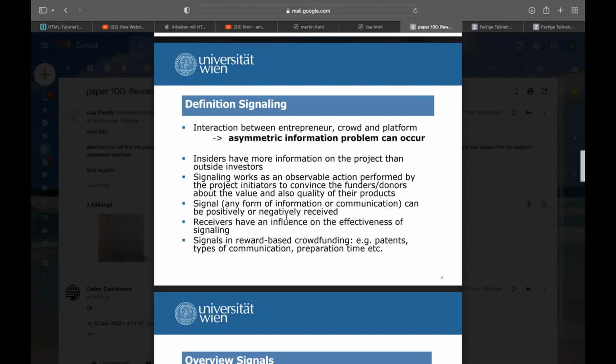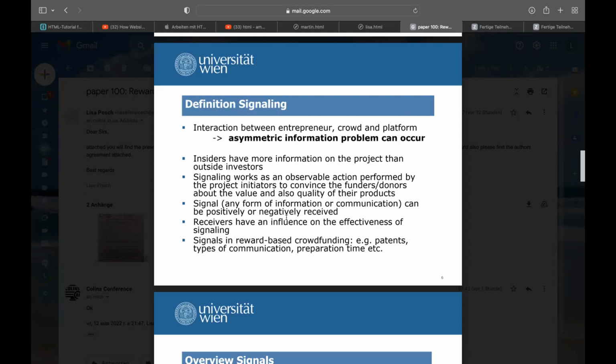Signals can be positively or negatively received. And signals can be any form of information or communication. Receivers have an influence on the effectiveness of signaling in reward-based crowdfunding, for example patents, types of communications, preparation time, and so on. And this I will discuss for the relevant signals in reward-based crowdfunding later on.